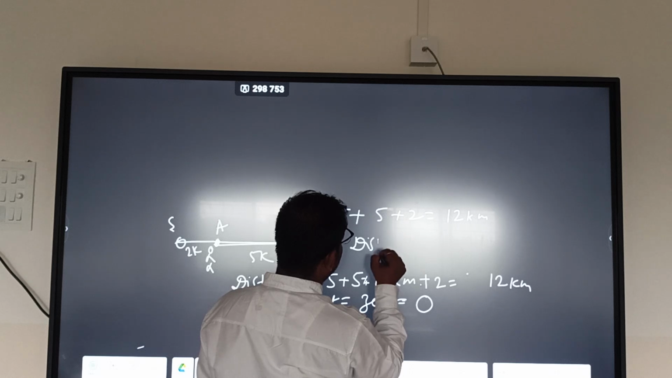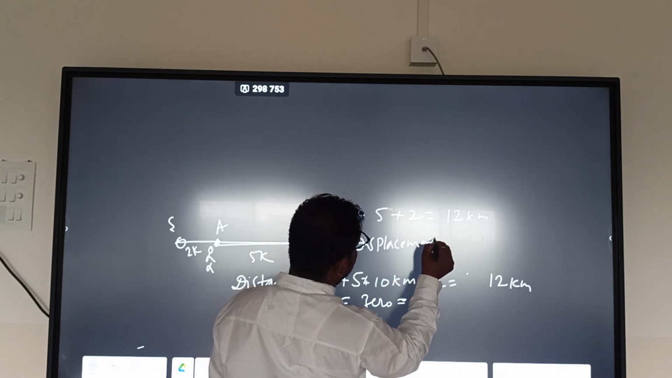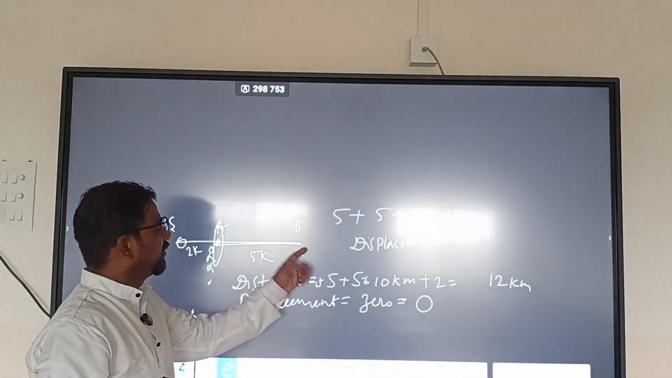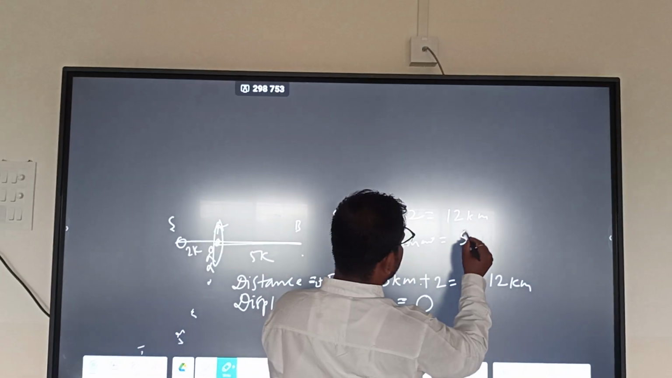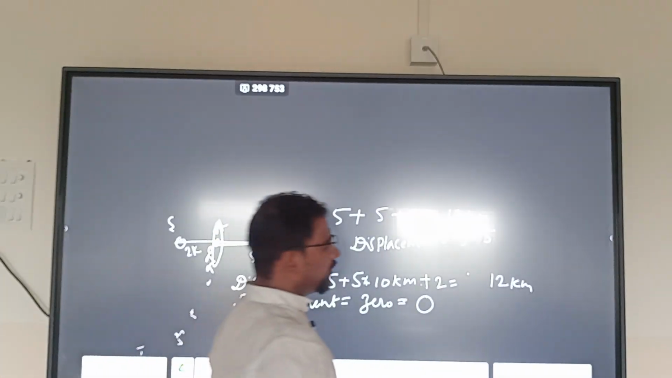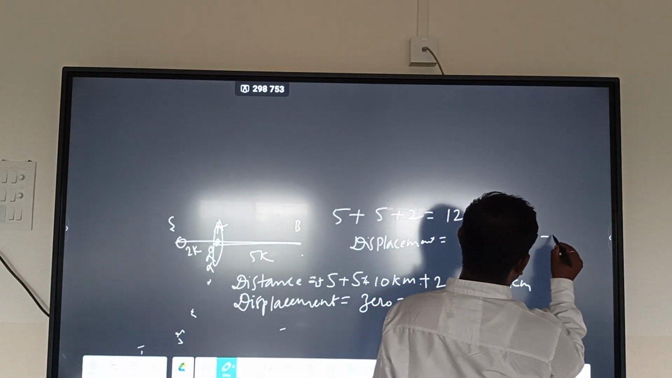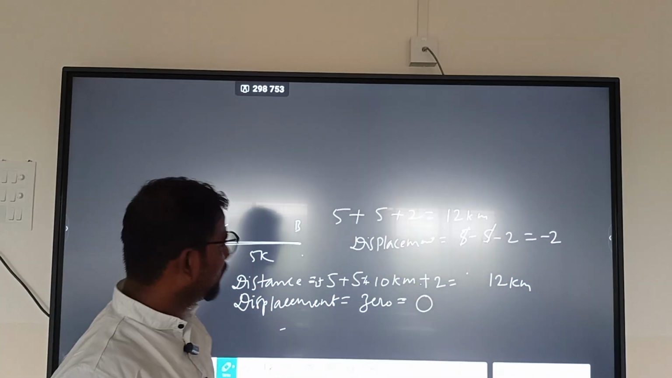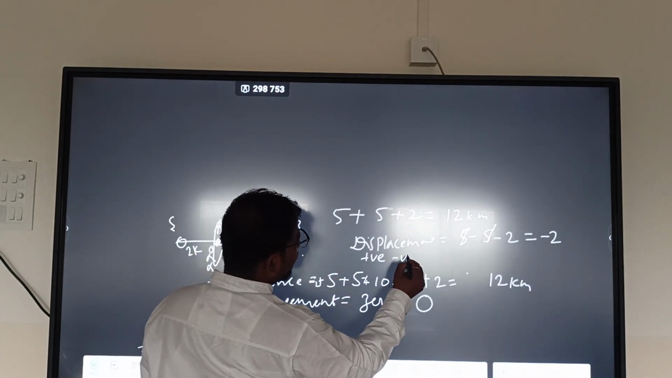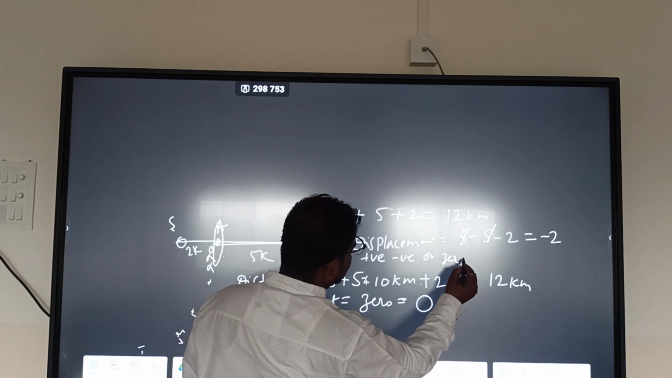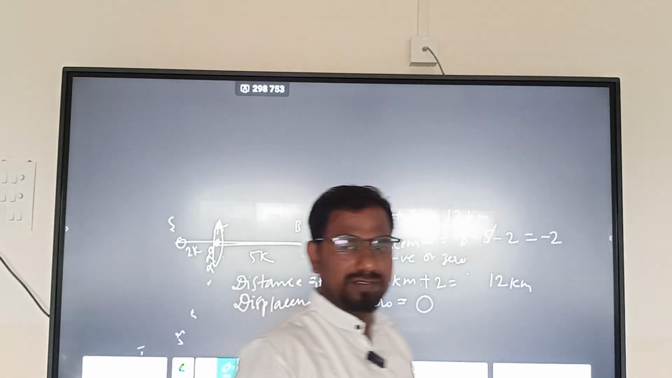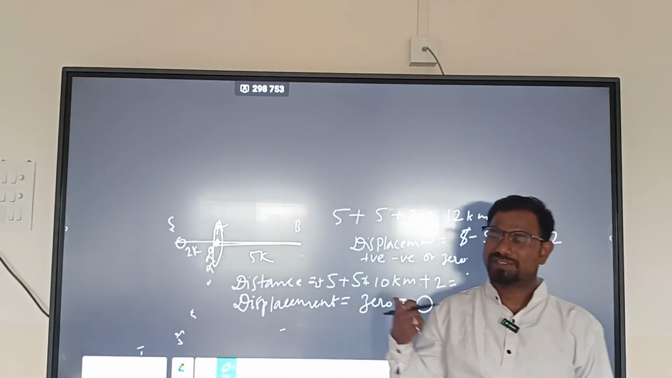What about the displacement? Sir, he reaches the same point, isn't it? Going 5, coming back means minus 5. Then once again he goes in the negative direction. Plus 5 minus 5 gets cancelled, leaving minus 2, isn't it? So displacement may be positive, negative, or 0. Getting? These are the simple differences between distance and displacement. I hope you are clear with this concept.